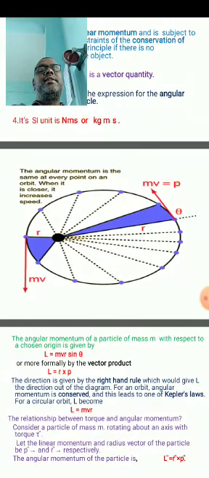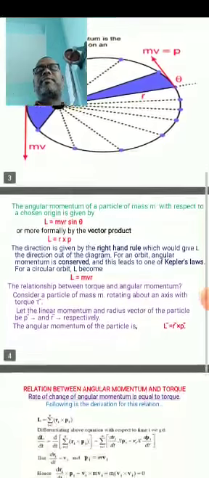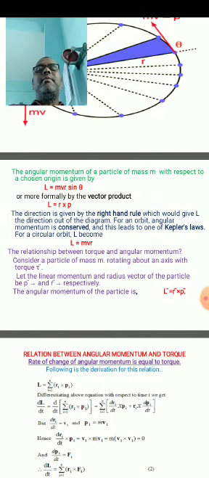Let us consider a body of mass m moving in a circular orbit with a velocity v. Let r be the radius vector and theta the angular displacement. Then the linear momentum p is equal to mv. The angular momentum of a particle of mass m with respect to a chosen origin is given by L is equal to mv r sin theta.